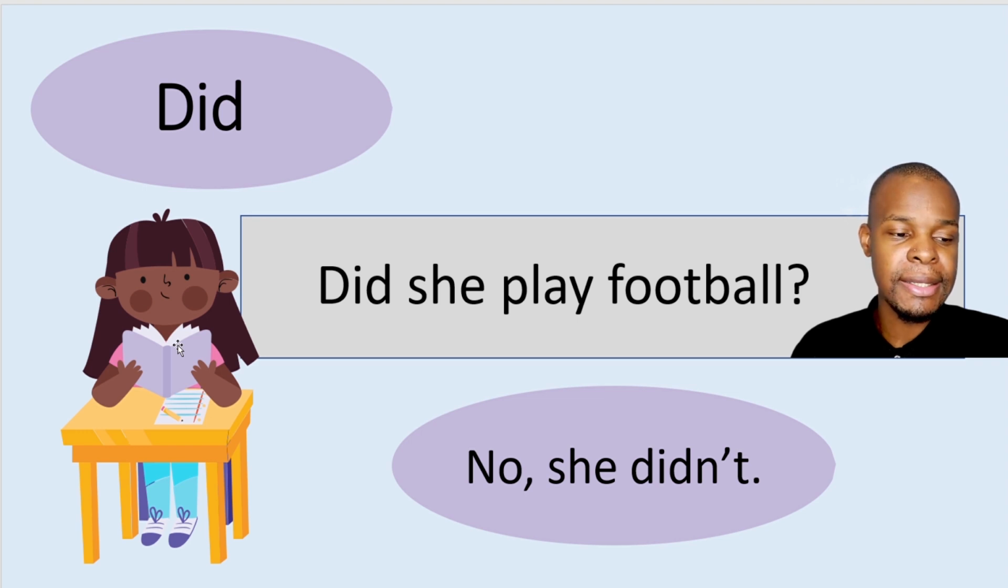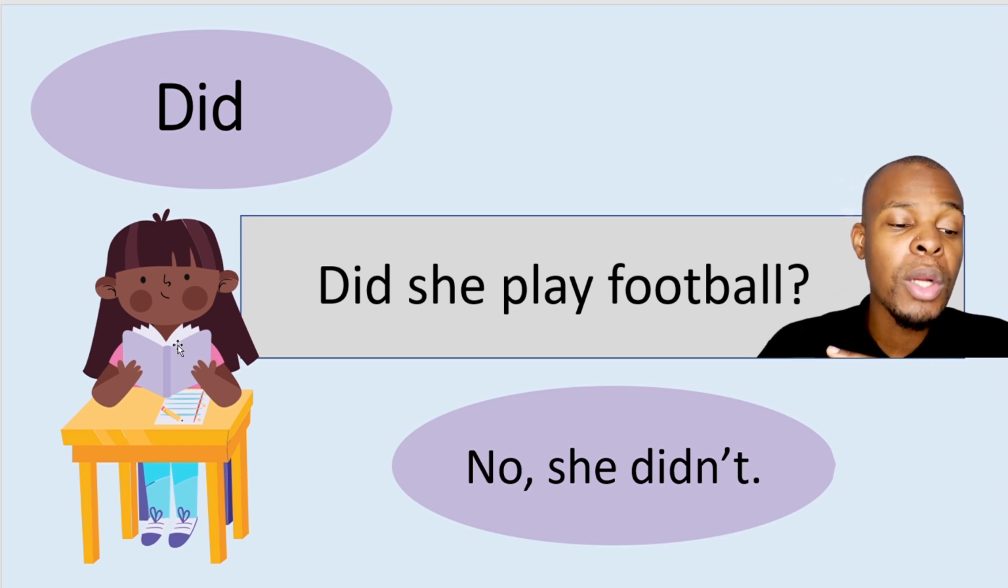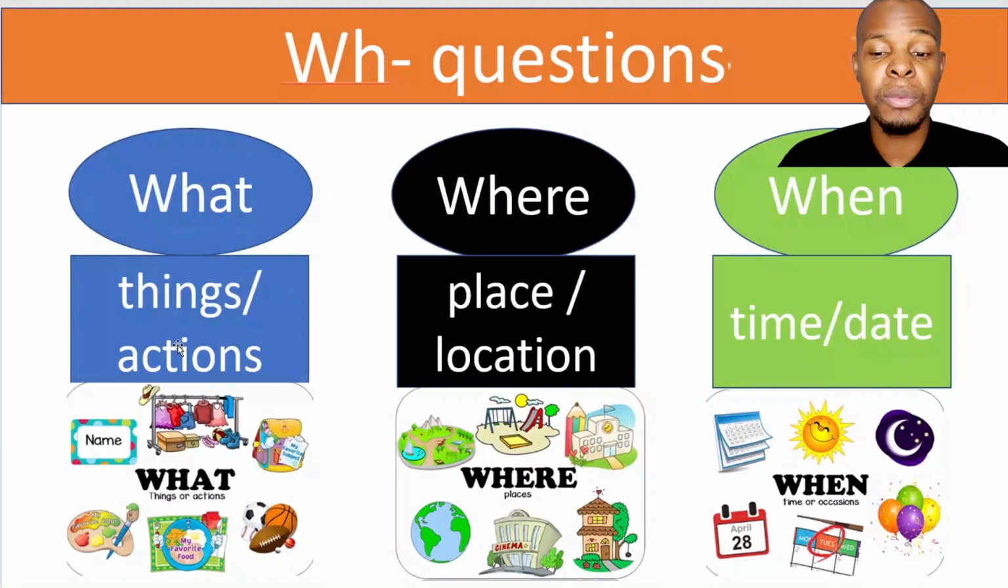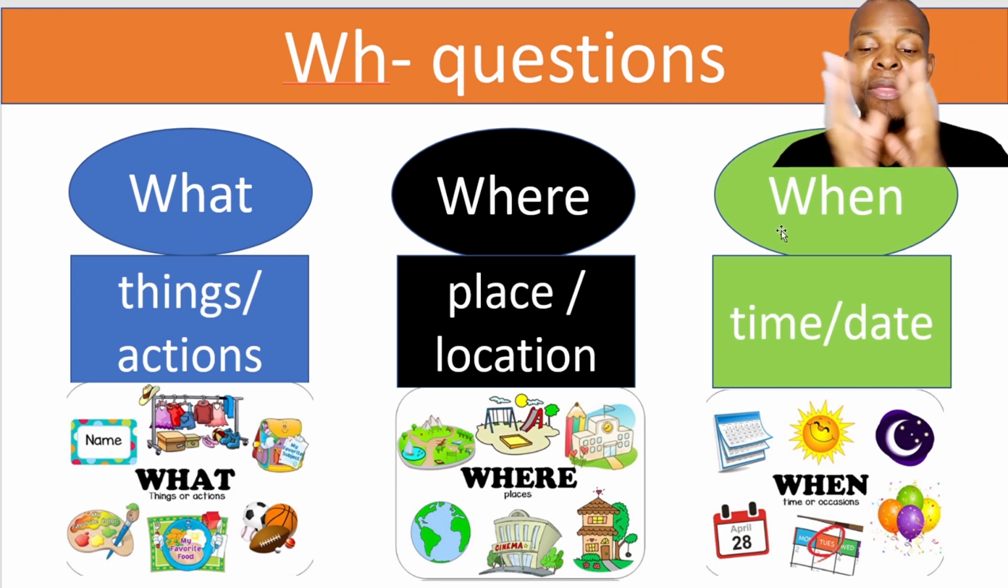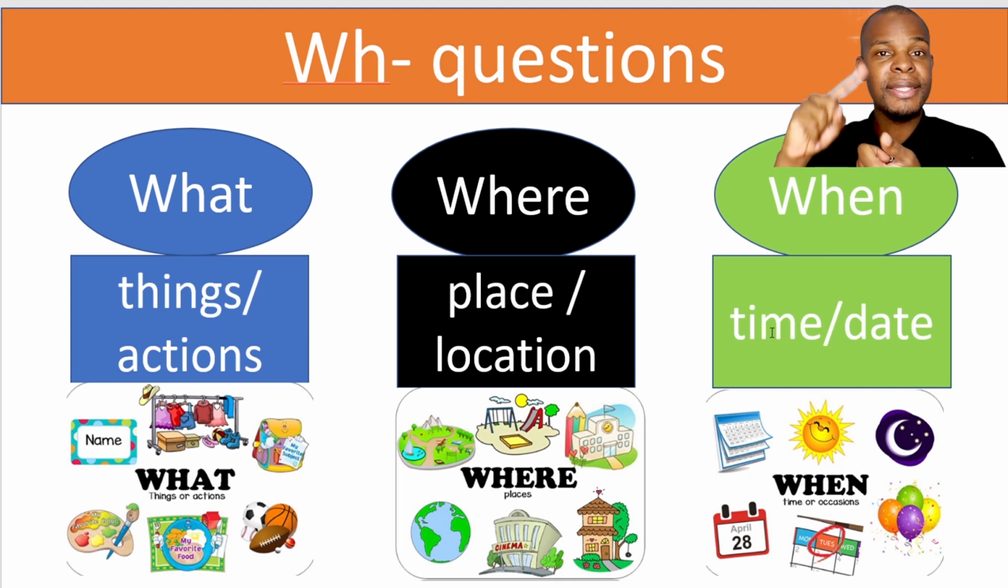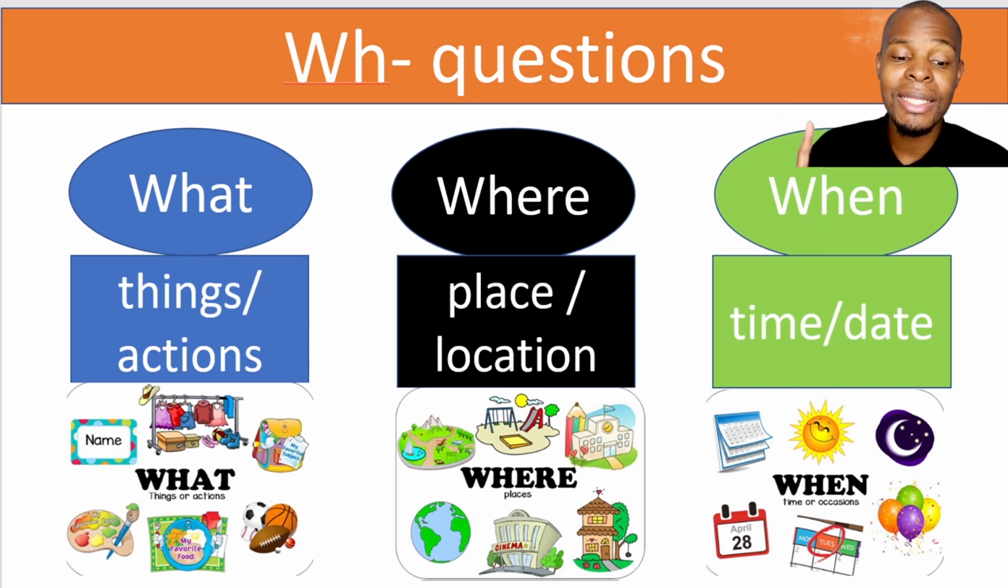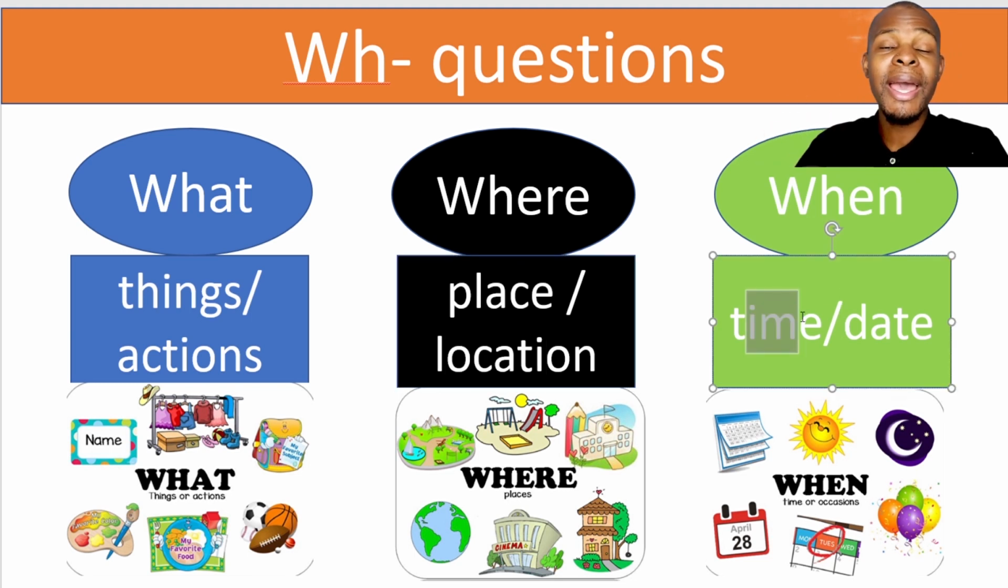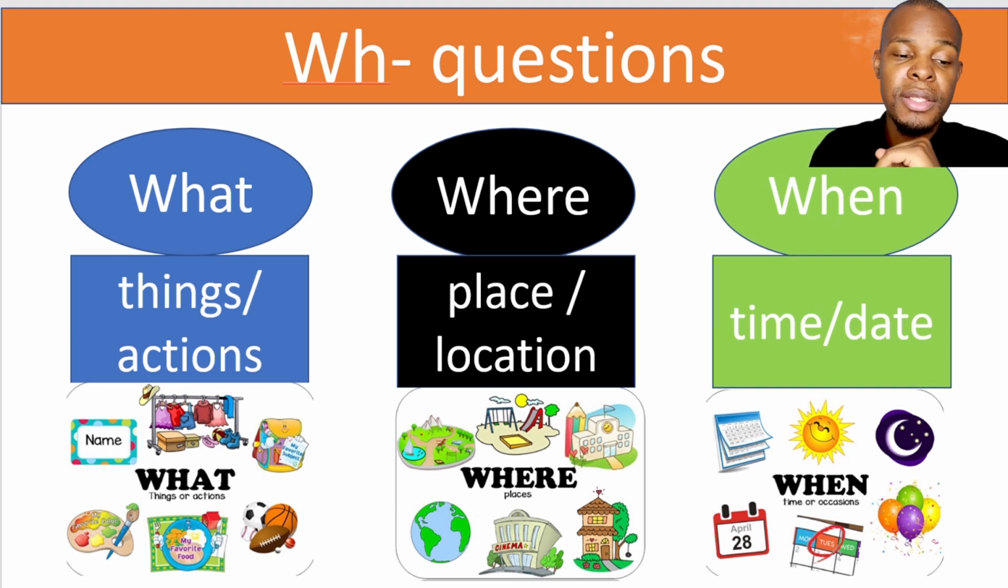Alright, so we also talked about how to use what, where, and when. You use what when you talk about things or actions, and you use where when you talk about location and places. And when you talk about time and date or just events or occasions. What, things, action. Where, place or location. When, time and date. All right, that is how you use these three: what, where, and when.